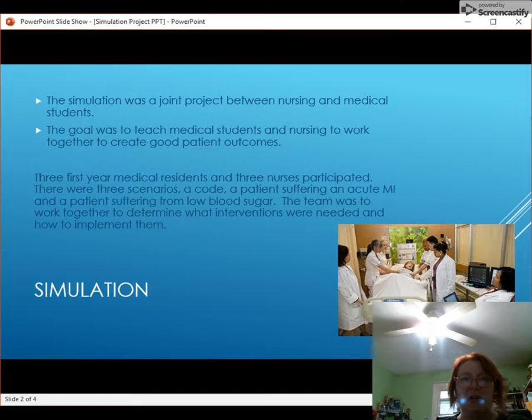So the 3 scenarios were set up in 3 different labs on our Reedman Campus Education Center. 3 first-year residents were present. It is the expectation that all first-year residents attend the simulation at least once during their first year. 3 nurses from different areas of the hospital were asked to attend. This is voluntary for the nursing staff. The nurses are selected by the program director and are a mix of age, gender, and different levels of experience.